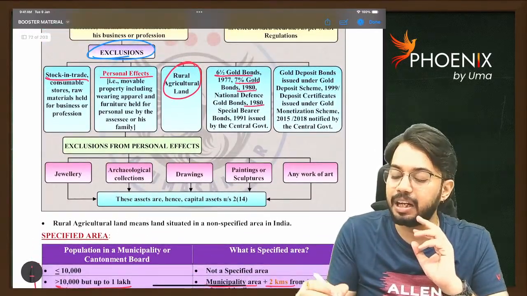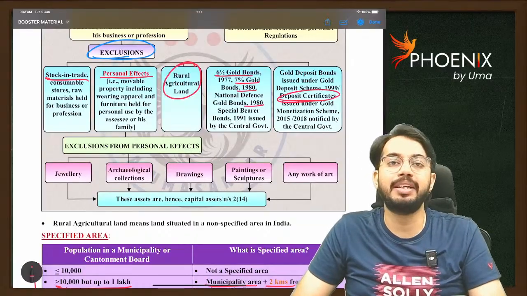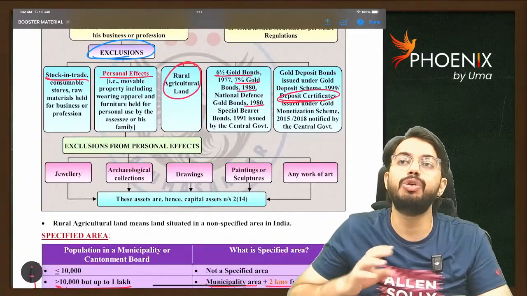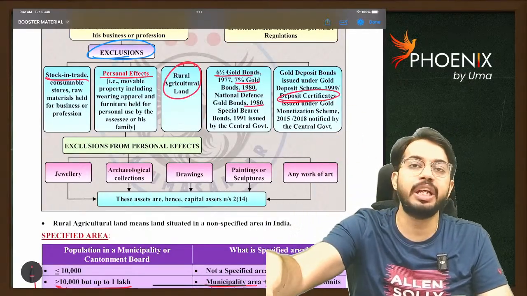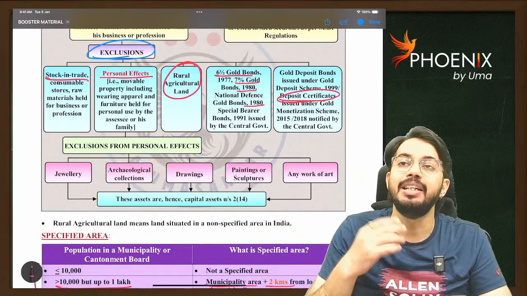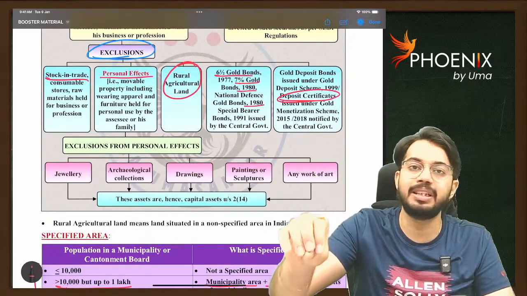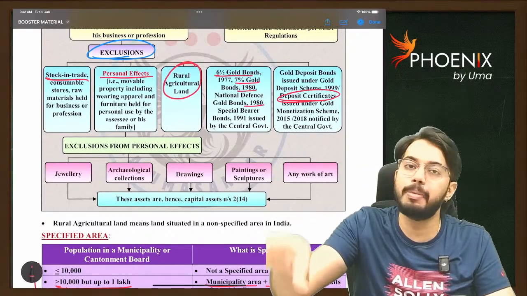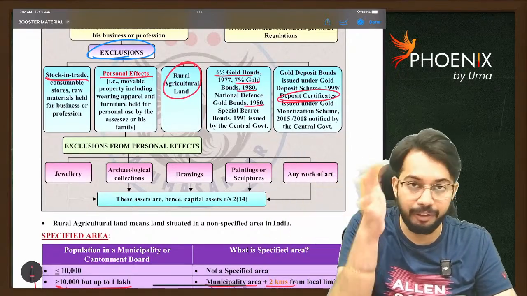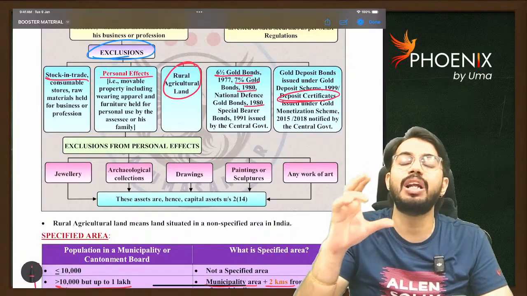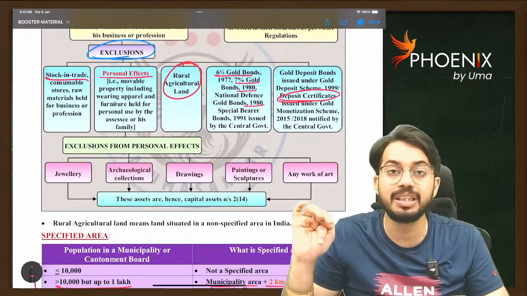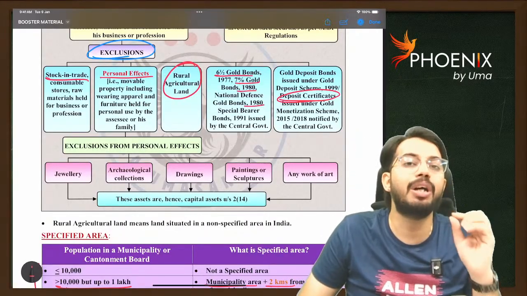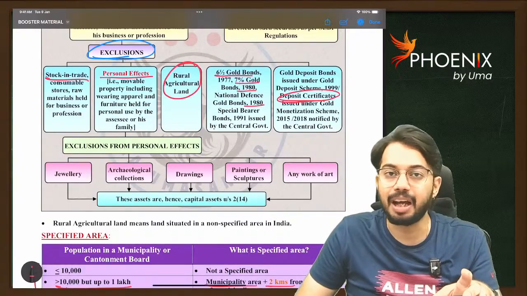Next, deposit certificates issued under the gold monetization scheme. Whenever you subscribe to the gold monetization scheme, you deposit your gold, and after depositing your gold, you get a deposit certificate. Just like when we deposit our money in a fixed deposit, the bank gives a fixed deposit certificate, in the same way, when we deposit gold in the gold monetization scheme, they give a gold monetization certificate. So if I sell this deposit certificate, I am not required to calculate capital gains because the deposit certificate is not a capital asset. Are you able to understand?